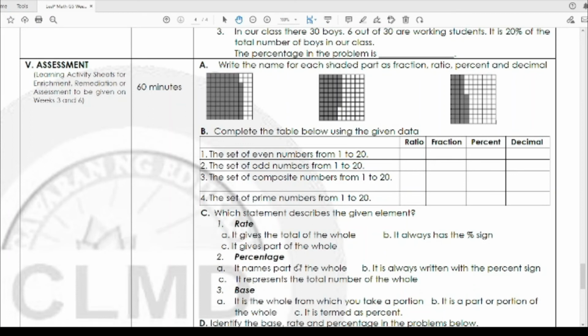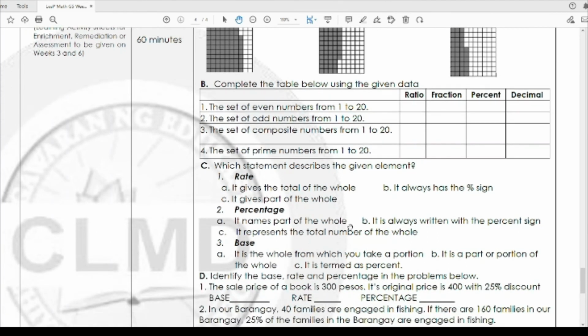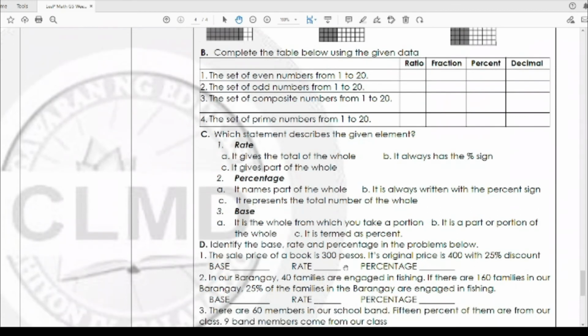Number 2, percentage. A, it names part of the whole. B, it is always written with the percent sign. And letter C, it represents the total number of the whole. So what is percentage? Number 3, base. A, it is the whole from which you take a portion. Letter B, it is a part or portion of the whole. C, it is termed as percent.